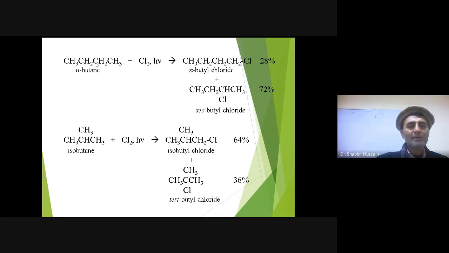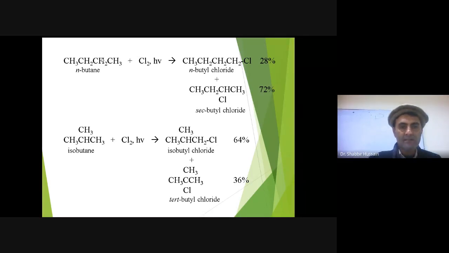The center carbons, there are two carbons in butane. These carbons are directly bonded with two carbons. These are called secondary carbon, right? When the photochemical reaction is carried out with chlorine, we get 28% butyl chloride product from the primary hydrogen, while secondary butyl chloride we are getting in 72%.